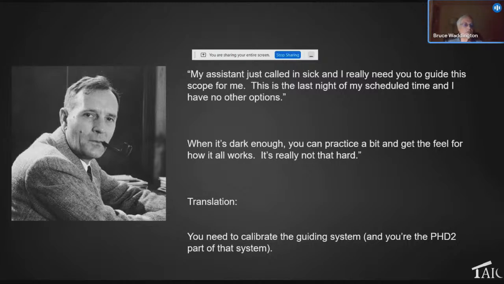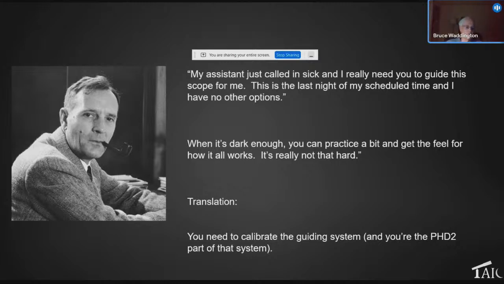And so you say, okay, well, why not? I'll give it a shot. Now, in the context of what we're talking about today, what you're being asked to do is to calibrate the guiding system. And in this case, you're the PHD part of that guiding system.